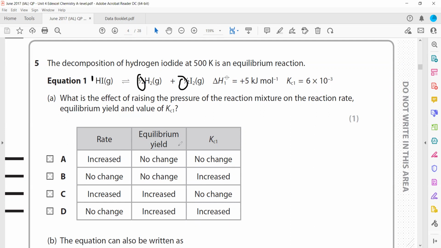So either A will be the answer or B. Then what is the relation between the rate and the pressure? Rate and pressure are directly proportional. If you increase the pressure, the rate will also increase. So the rate should increase, equilibrium no change, and Kc or Kp is only affected by temperature. If we change the temperature, then only the value of Kc will change, otherwise it does not change. That's why A is the right answer.